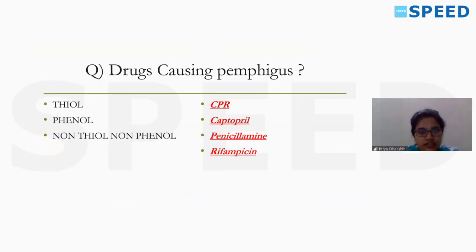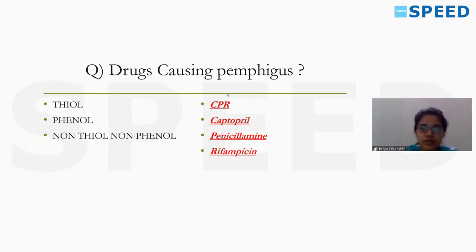Next is drugs causing pemphigus. They can give you options and ask a question like which among these drugs will not cause pemphigus, or anything of that sort. And this is also a very important thing to remember. Drugs causing pemphigus are actually divided into three groups: thiol, phenol, and non-thiol, non-phenol group. Certain drugs are included in all these three categories, but you need not remember it this way. Just remember the group of the drugs: thiol, phenol, and non-thiol, non-phenol group.